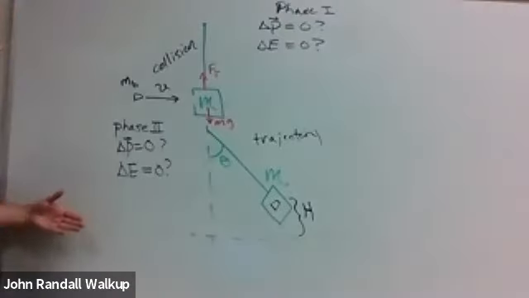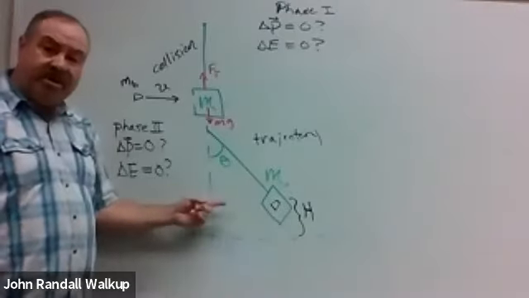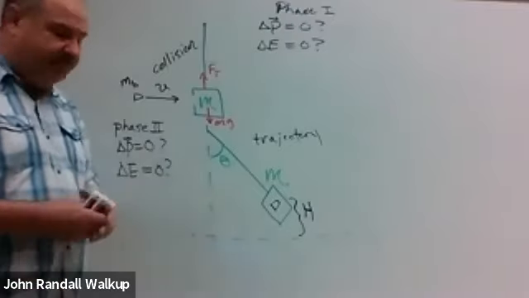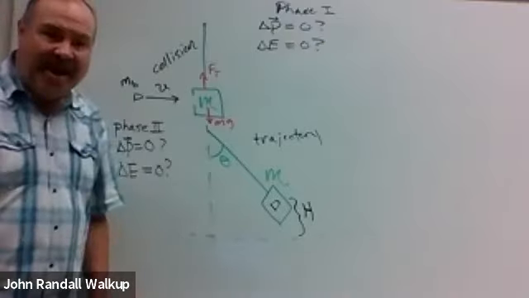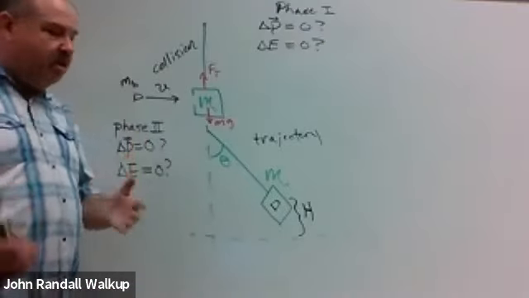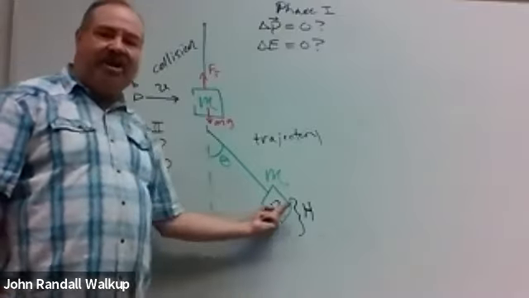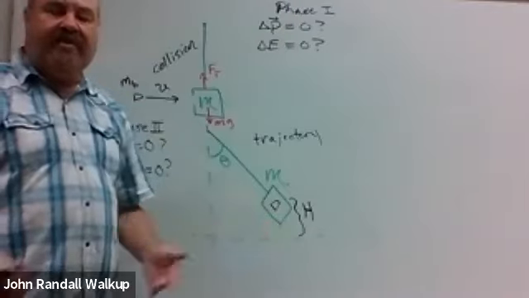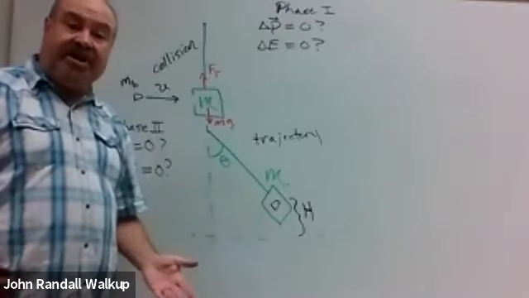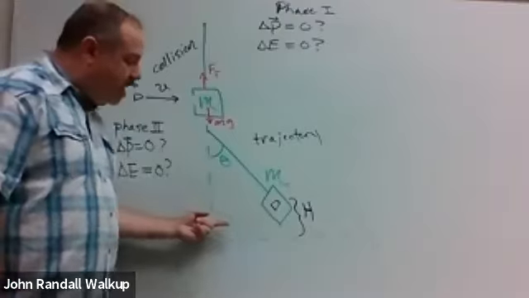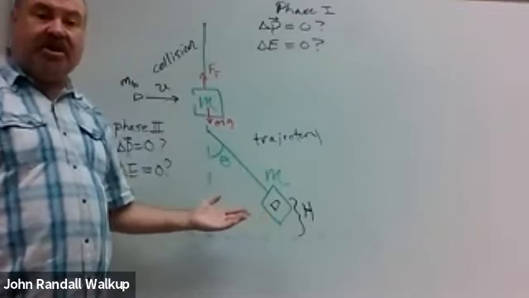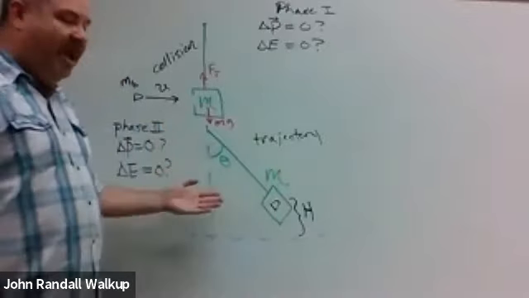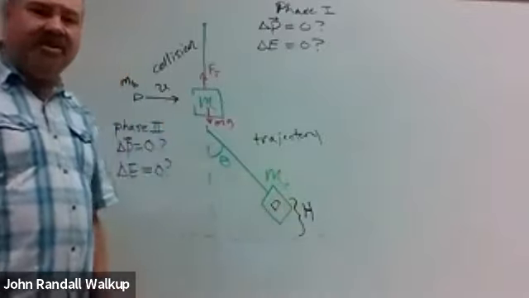What about phase two? Is momentum conserved? No. Why? Well, first of all, you can look at it and tell: momentum is a vector. This object is changing direction. The velocity vector is changing direction, so the momentum must be changing direction. So just by looking at this, you know momentum is not conserved. Furthermore, the velocity goes to zero, and therefore the momentum goes to zero, so momentum can't be conserved.